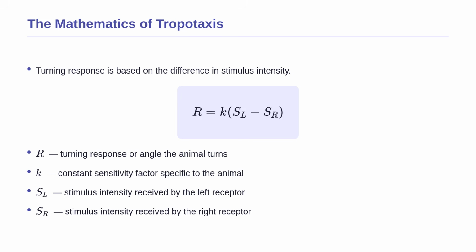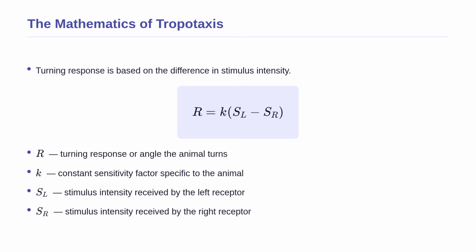Now that we understand what tropotaxis is, let us look at how it works mathematically. We can define the turning response of the animal based on the difference in stimulus intensity it receives. The formula is R = K × (SL − SR). Here, R represents the turning response, or the angle the animal turns. The symbol K is a constant sensitivity factor, specific to that animal, which determines how sharply it reacts.